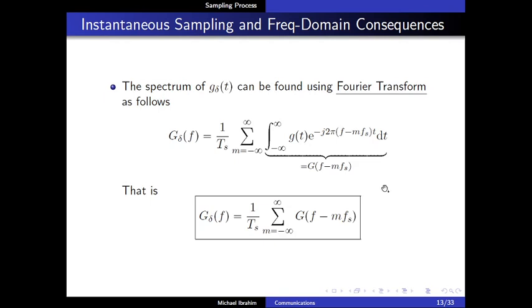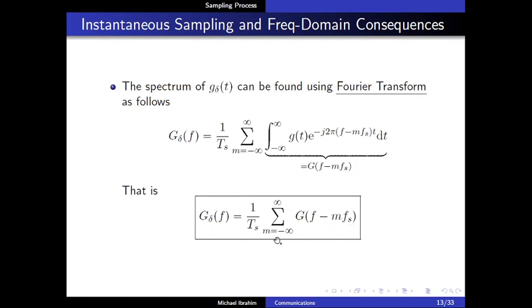And now we come to the important result of this mathematical analysis: the spectrum G delta of f, which is the spectrum of the sampled signal, is equal to 1 over Ts, or fs, times the summation of capital G, which is the spectrum of the original continuous time signal, of f minus m fs. So what does this equation say? Let's try to take a closer look.